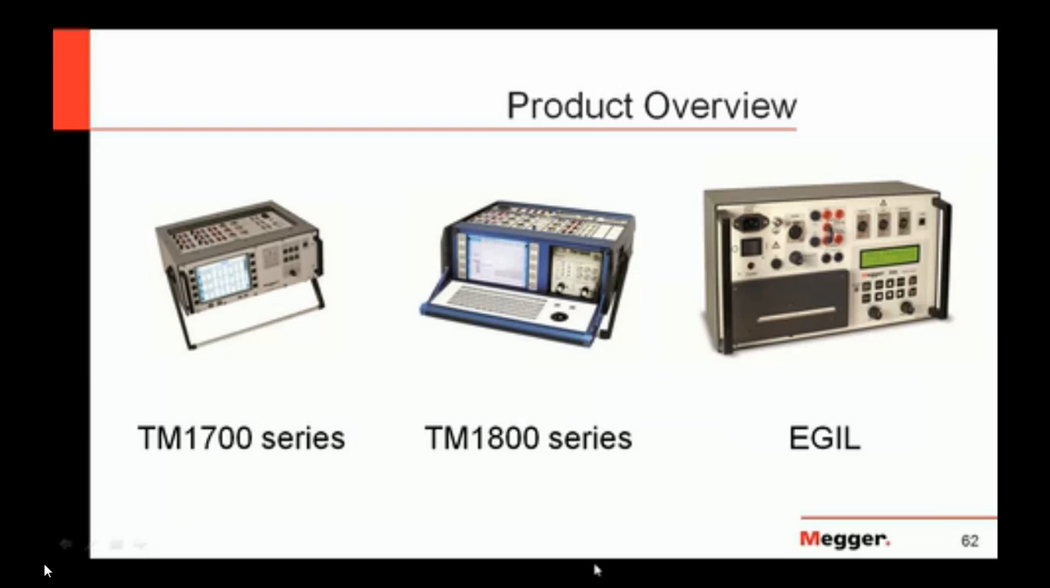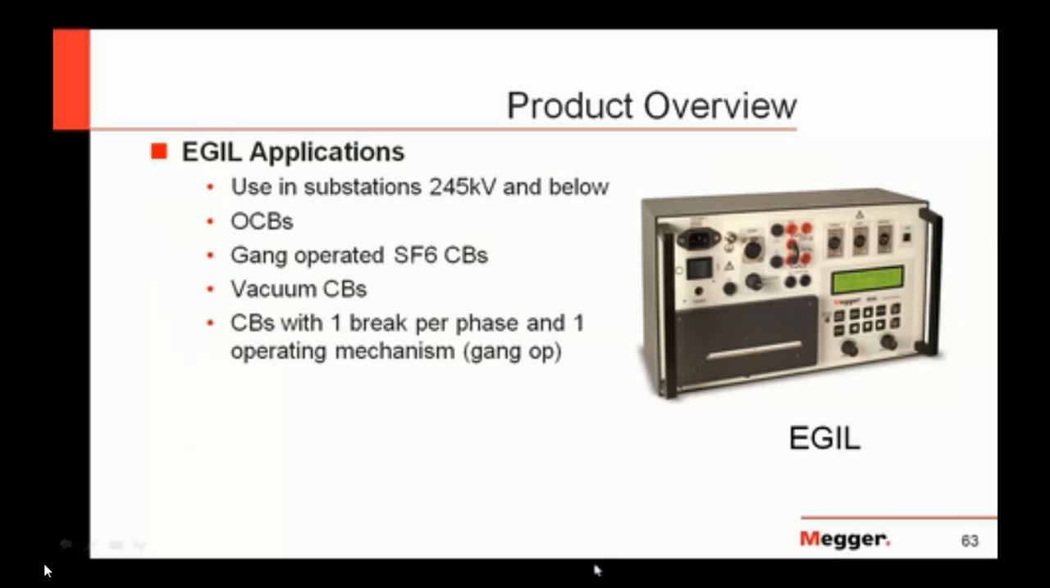So I'll just mention a few of our products. We do, of course, manufacture time and travel analyzers, 3 different ones. Our first one's an Eagle. It's kind of your distribution, your lower end of the high voltage, for like your OCBs. It's 245 kV and below. One thing to mention about this, it does 1 break per phase and 1 operating mechanism. So any type, vacuum circuit breaker, oil circuit breaker, gang operated SF6 circuit breakers, the Eagle will handle those.